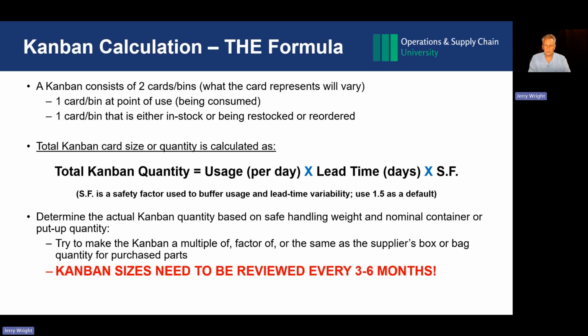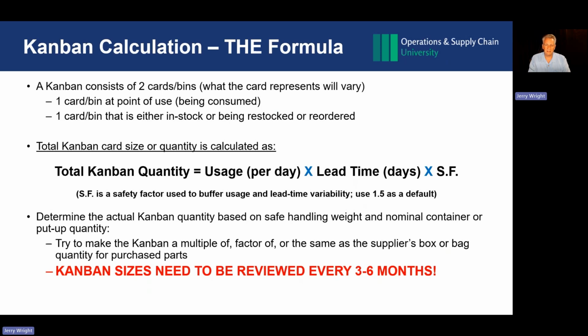Now, to determine the actual Kanban quantity based on safe handling weight, you need to see how many come in a box, how many in a bag, how many in a drum. Are they in a 55-gallon drum? Are they in a pallet? What's the case? We try to make Kanban a multiple of, a factor of, or the same size as supplier's bag, box, or quantity for purchased items.